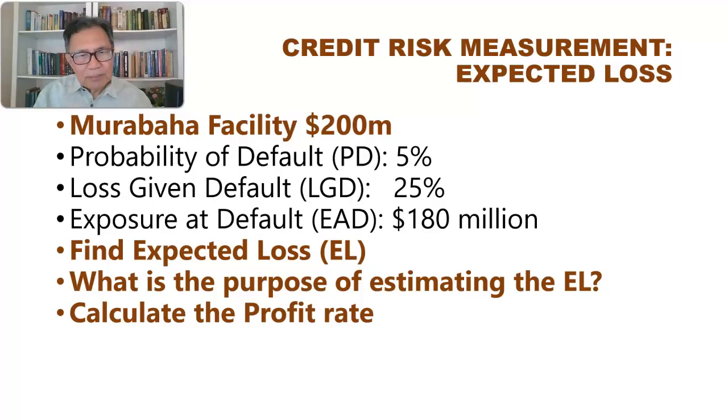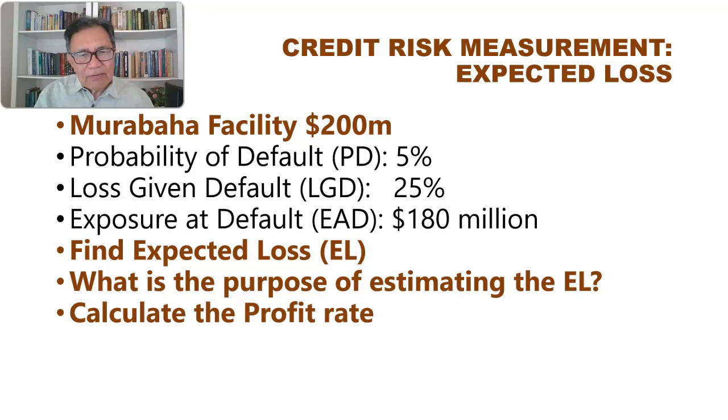So we have the PD of 5%, meaning that 5% of the time the customer may default on his or her debt obligation. The loss given default of 25%, meaning that if the facility went into default, then the bank will not be able to recover 25% of their loan or murabaha. They may be able to recover the balance, that is 75%. So that is LGD. And then exposure at default is 180 million.